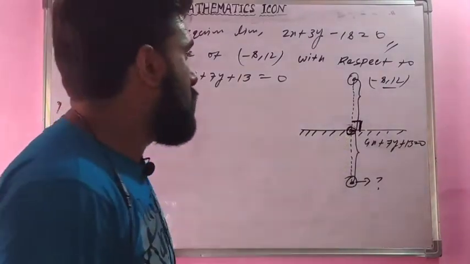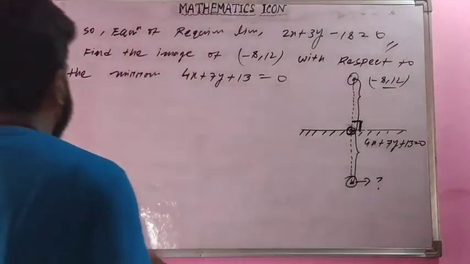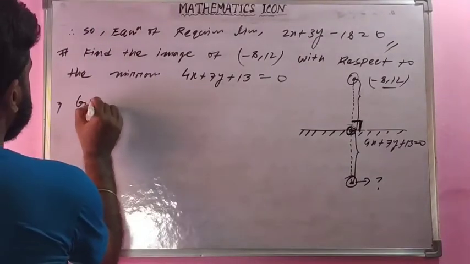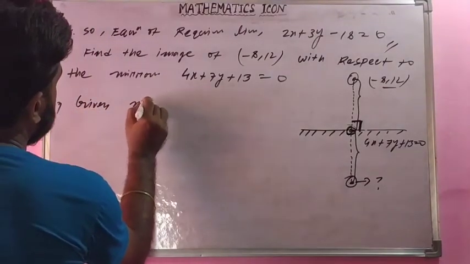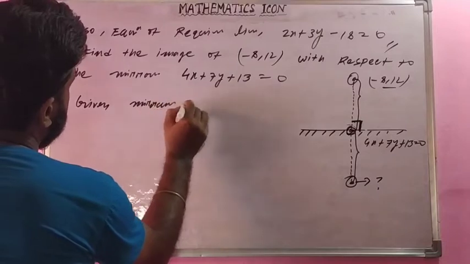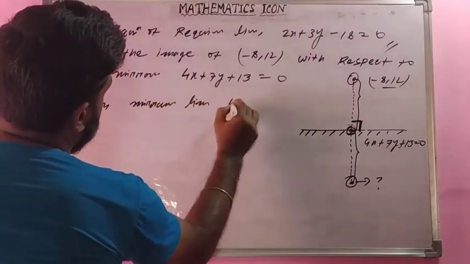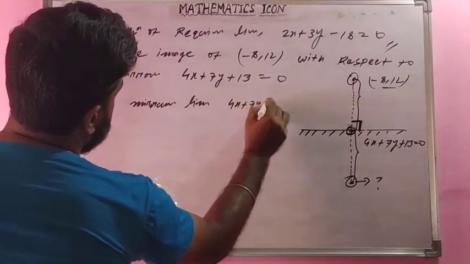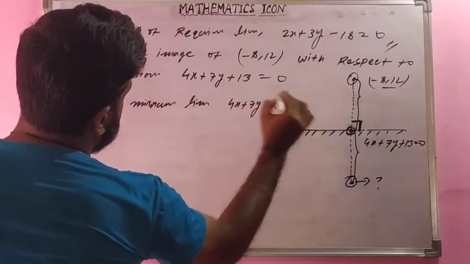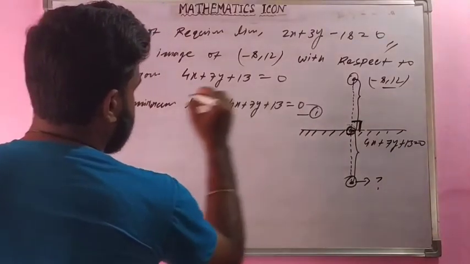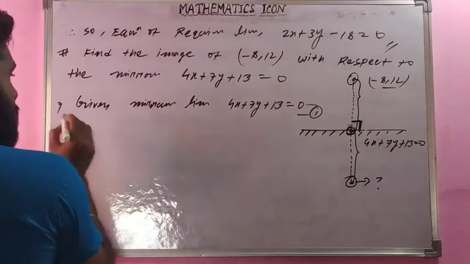Okay, now let us start. Given mirror line 4x plus 7y plus 13 equals 0. Equation number 1.